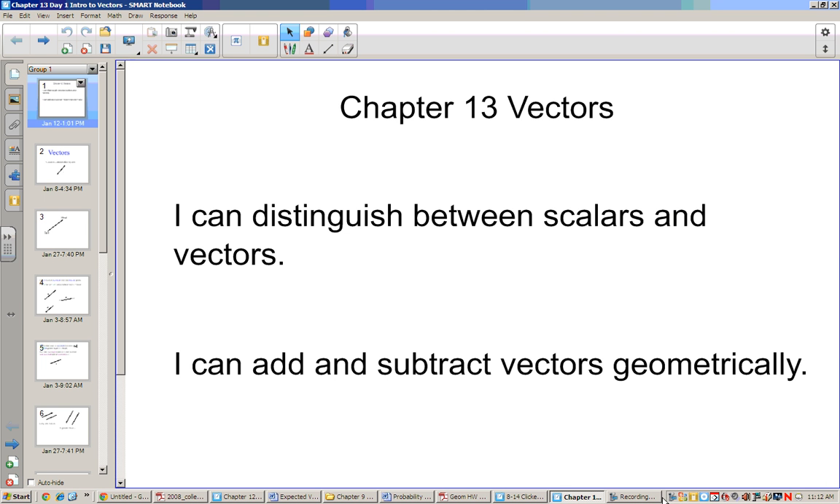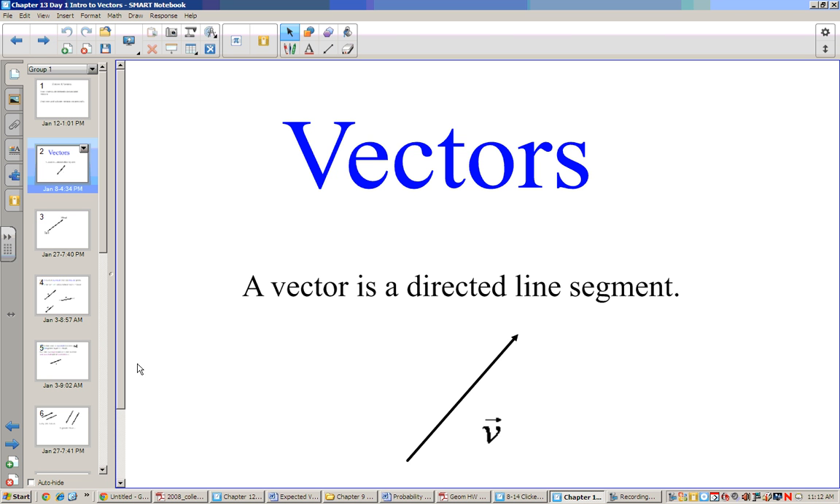Hello, today we're going to be learning about vectors. By the end of this lesson, you should be able to distinguish between scalars and vectors, and you should be able to add and subtract vectors geometrically. First off, we need to figure out what a vector is.